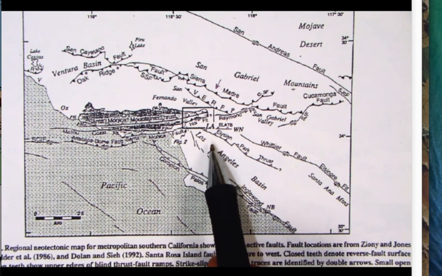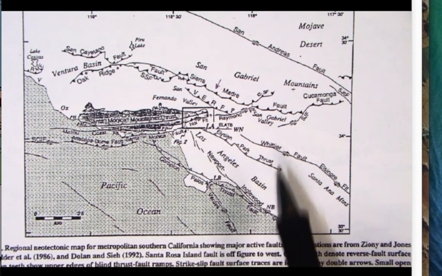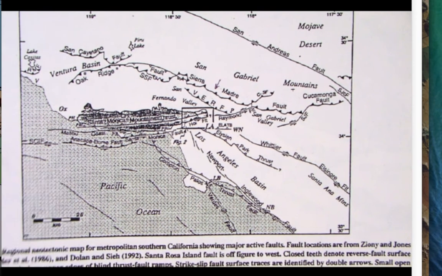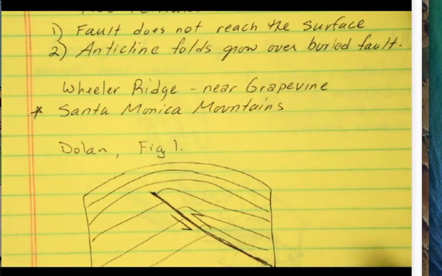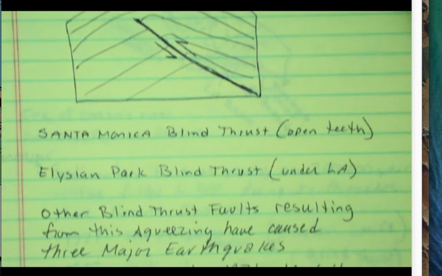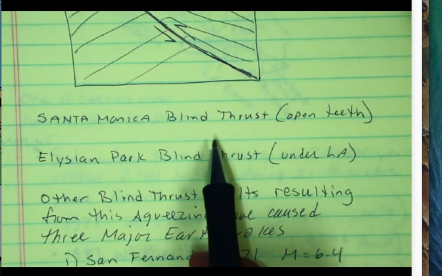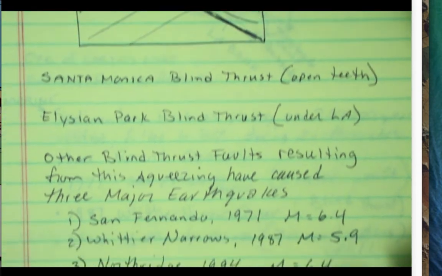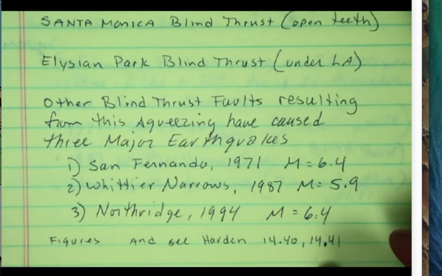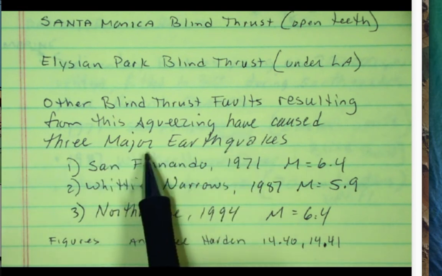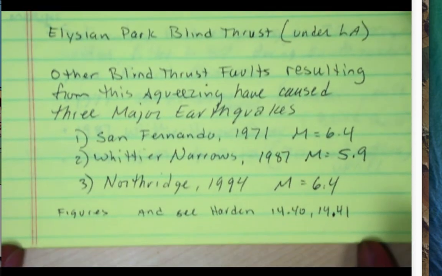So that's one of the problems facing Los Angeles, is that the LA Basin also has these blind thrust faults. And on these faults, there's been, in recent years, several earthquakes. In fact, let's look down here. So we talked about the Santa Monica blind thrust, the Puente Hills blind thrust under Los Angeles. And then other blind thrust faulting results in squeezing have caused 3 major earthquakes in Southern California.